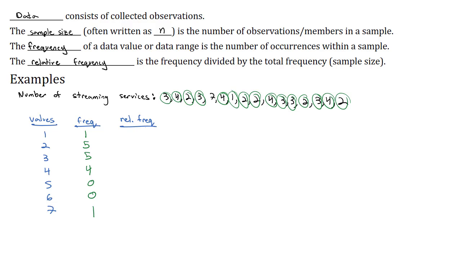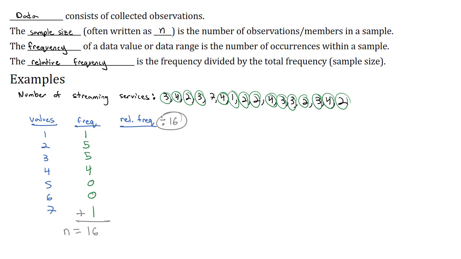Now, if I want to know the relative frequency, or the proportion of people who responded with that value, we're going to divide the frequency by the total frequency. So if I add up the frequencies, 1 plus 5 plus 5 plus 4 plus 1, we find out there are 16 people in this sample. That's our N, by the way. N is the sample size of 16. So to get the relative frequency, we're going to divide the frequency by the 16, by that sample size.